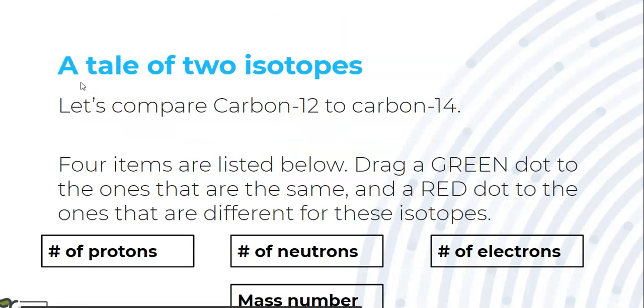Okay, so let's compare carbon-12 to carbon-14. These are 2 isotopes of carbon. Now, in class, we dragged the dots to the different things, but we're not going to do that now, obviously. So let's just think about this. Protons and electrons have to be the same. Protons, because they're both carbon, and electrons, because they're both neutral. But since they have different mass numbers, they must also have different numbers of neutrons.